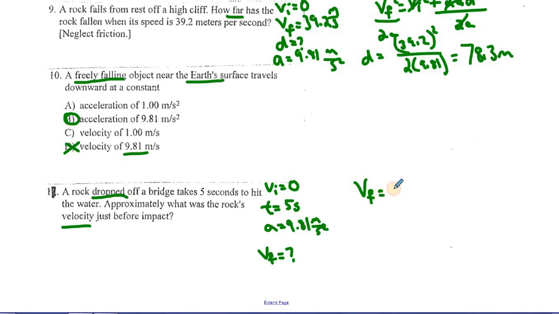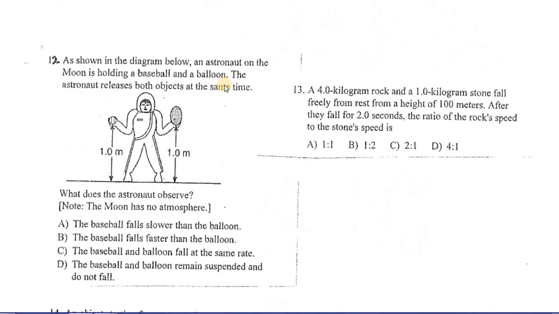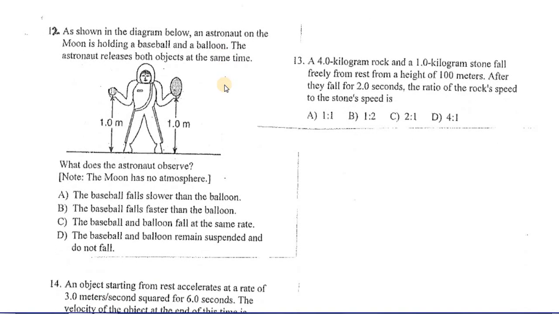So do a little bit of matching game in your reference tables, and you will find VF equals VI plus AT. This is 0, so we have 9.81 times 5. And that, of course, is 49 meters per second. Okay, if you had 50 here, if you called G to be 10, that's fine as well. All right, on to page 3.